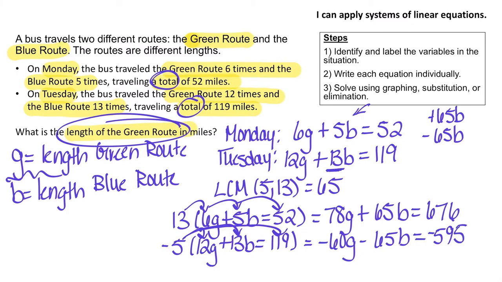So now what I'm going to do is combine these two equations together. When I do that, I have 78g minus 60g, which combines to give me 18g. 65 and minus 65 will now cancel, and then I have 676 minus 595. So 676 minus 595 is 81. So I'm going to continue this problem over here. I have 18g equals 81.